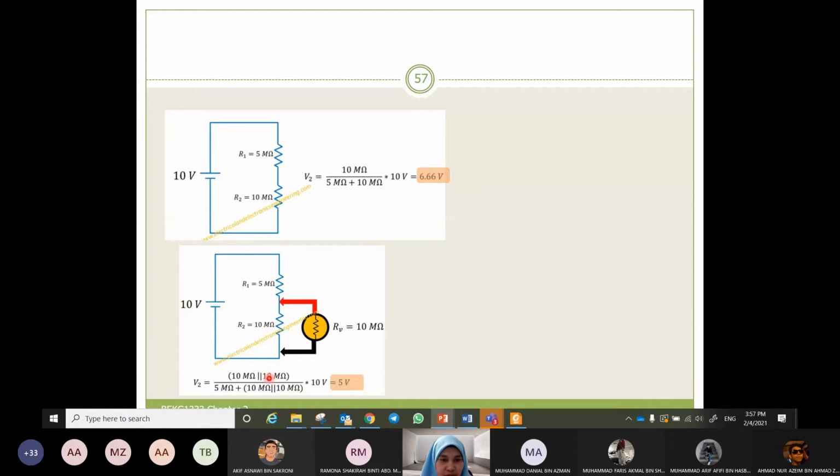5 mega divided by 5 mega here plus 5 mega here. Multiply with 10, we get 5 volt. So now with the voltmeter tapped to the resistor, the voltage becomes less than the actual. This is actual or from the theory or from the calculation. It is from the measurement, we get lower V.